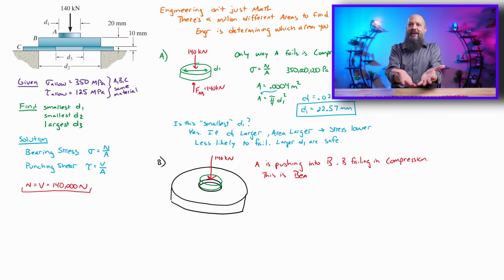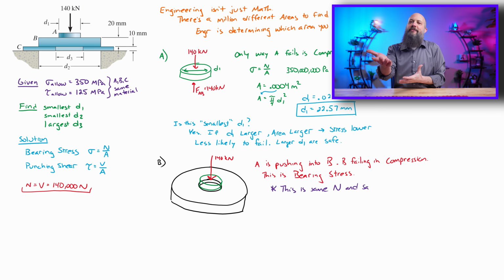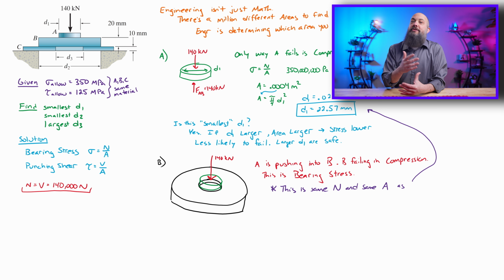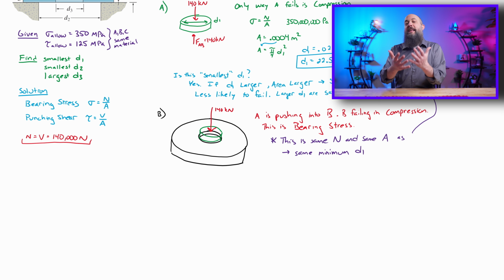But the good news for us right now is that this is actually exactly the same problem as we solved in part A. The force pushing in is the same 140 kilonewtons, and the area is still the same as the area of A. So the same diameter we found for A is the same diameter that would stop B from failing due to this same reason, since A and B are made of the same material. But now we're getting into something different. What if B failed in shear?